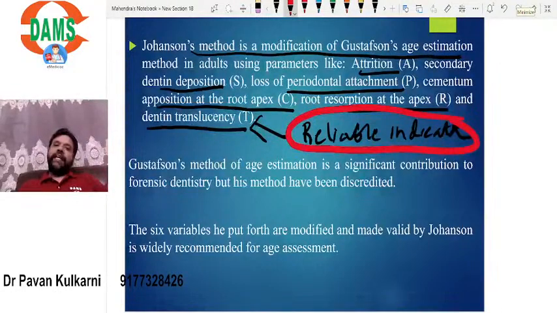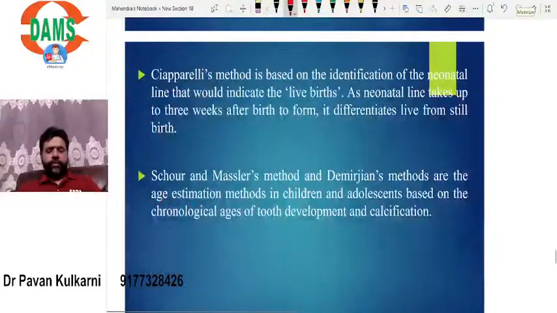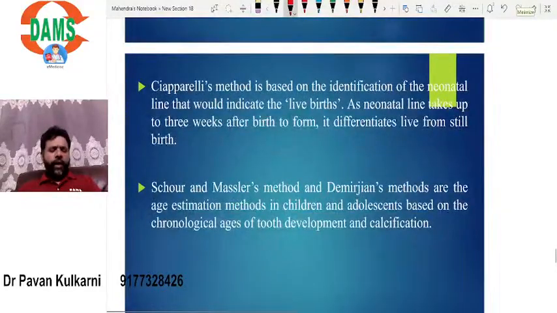Which of the following is the most reliable indicator or criteria for age estimation in Gustafson's age estimation method? Loss of dentine translucency. Normally dentine will be translucent. With age, dentine translucency is lost. Why? Because obviously dentinal tubules will get calcified. So because of the calcification of the dentinal tubules, dentine translucency is lost.